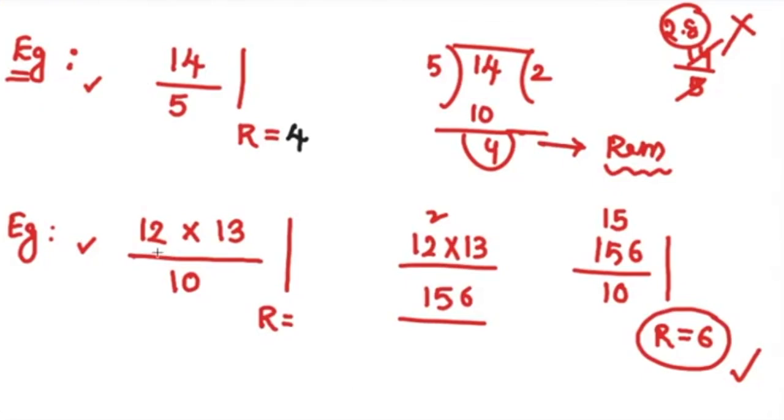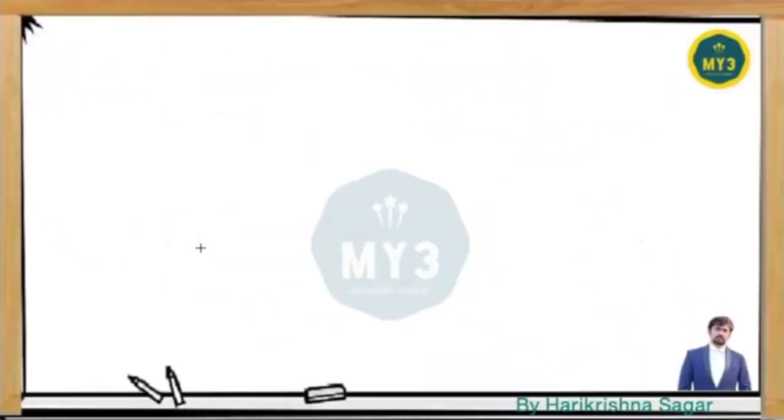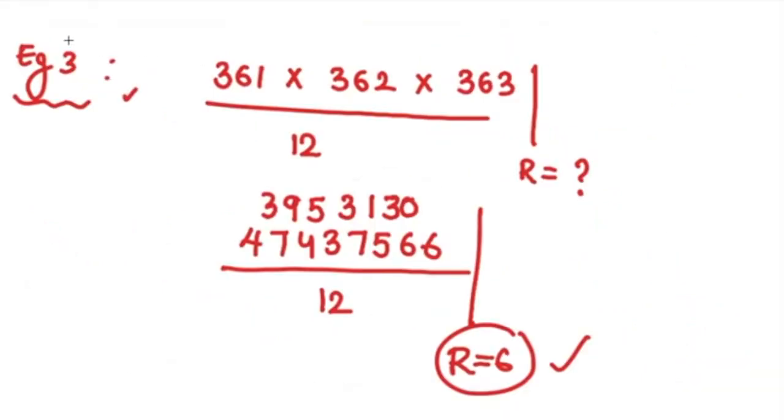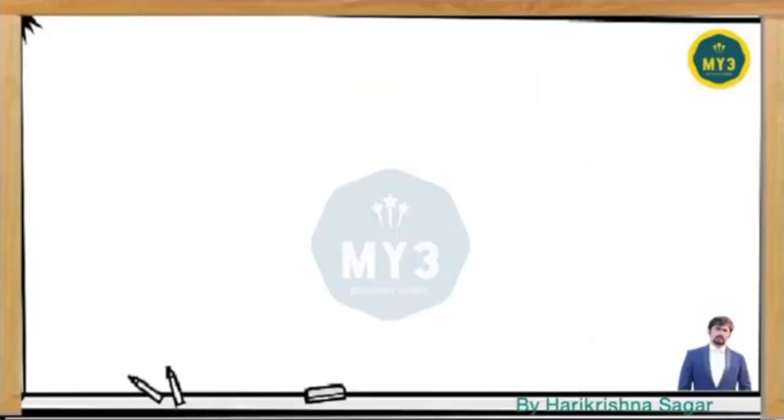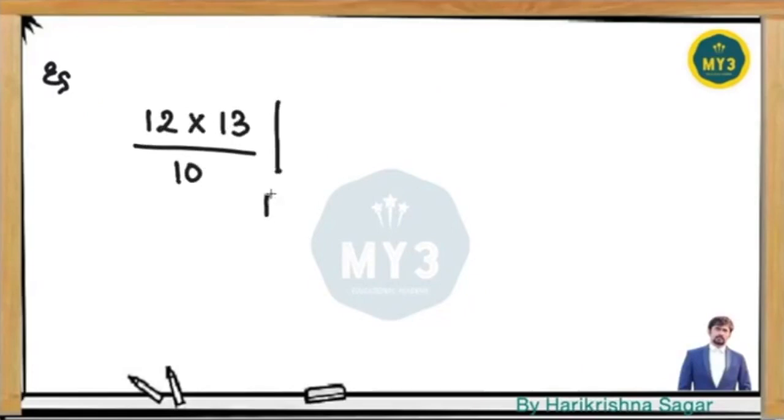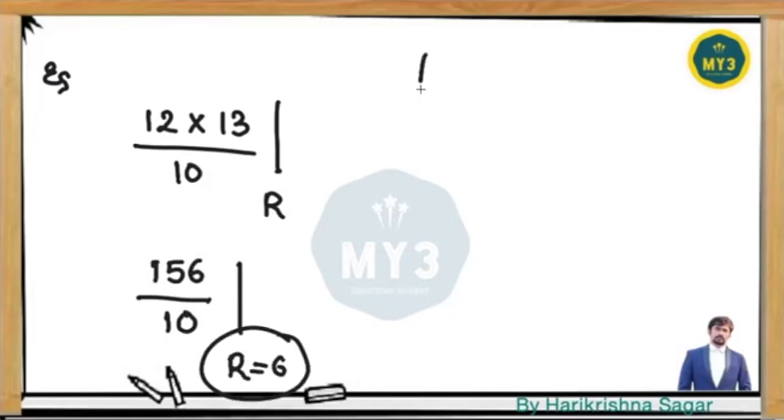So you can observe carefully 12 into 13 by 10. How did we solve it previously? 12 into 13 by 10. We can solve it in two ways. One is 12 into 13 by 10 to find out the remainder. One approach we have solved is 12 into 13 is 156 divided by 10. 10 15s are 150. Remainder is 6. This is one approach.